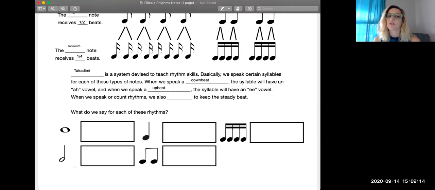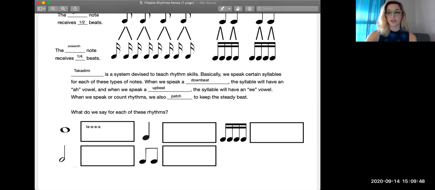When we speak or count rhythms, we also, and this is a weird word that you may not have heard, patch to keep the steady beat. I'll explain what that means in a second. Let me first give you what we're actually going to say for each of these rhythms so you can understand the difference between a downbeat and an upbeat. So this whole note, what we're going to say is ta, because, like we just said, in 4-4 time, which is what we're usually in, that whole note is going to get 4 beats.